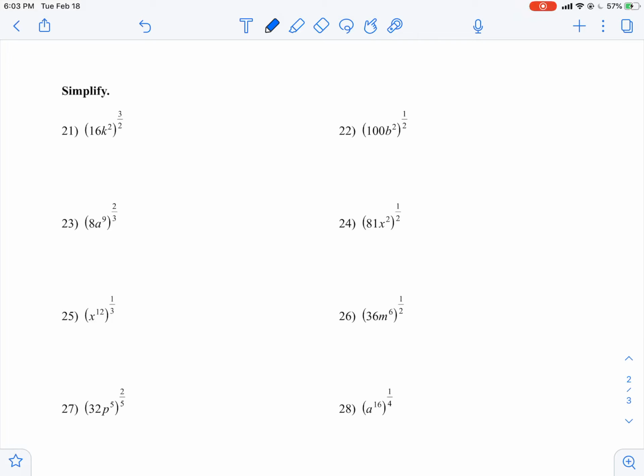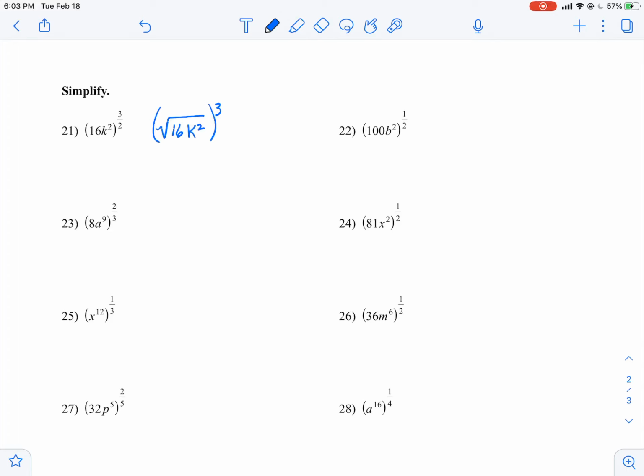So you can do this by, one, writing it out into a radical form, or you might can do it without a radical. Okay, let's go ahead and put it in radical form first. So this is 16k squared. It is the power over the root. Now when I do this, I always do the root part first.